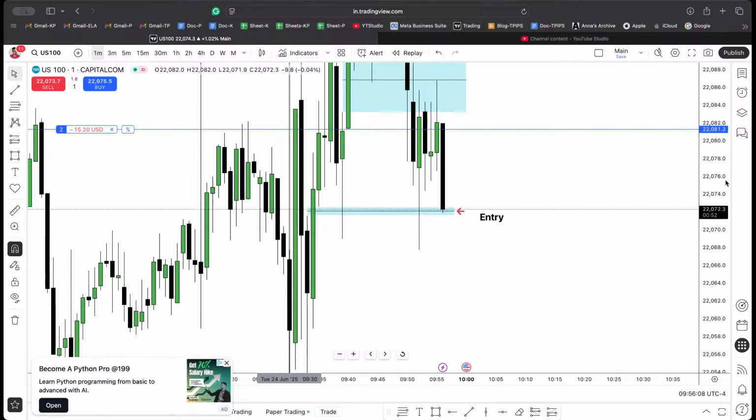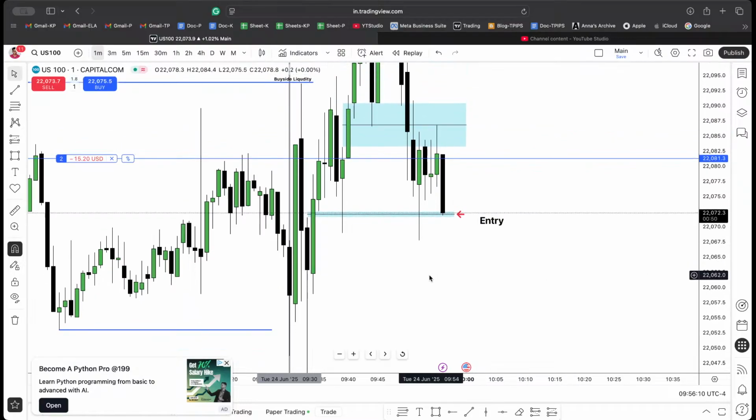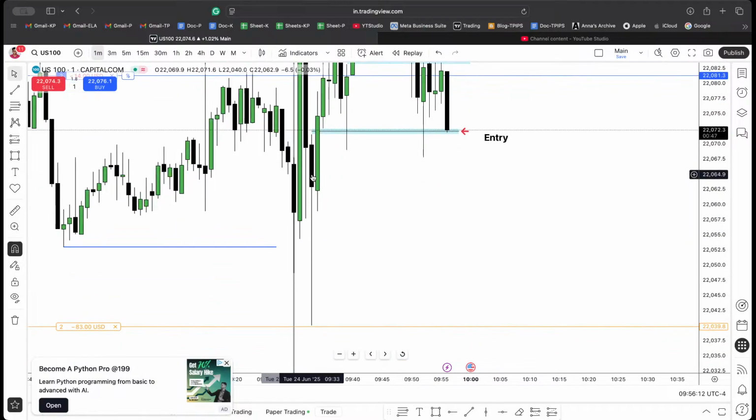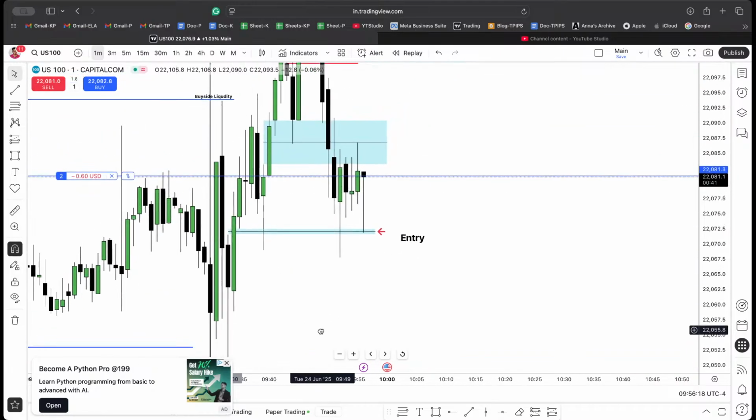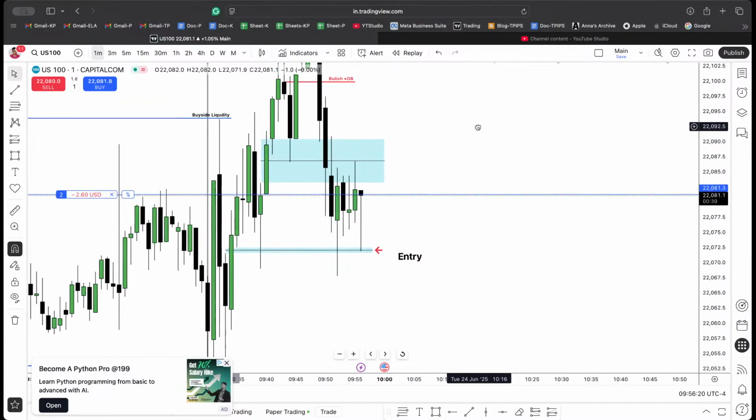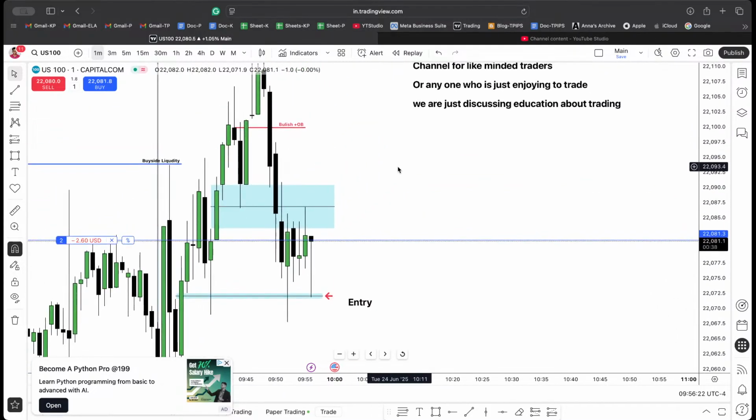And we have taken the low of the first candle from the fair value gap as the stop loss. For the new traders out here, what is stop loss? Let's talk about it. Stop loss.